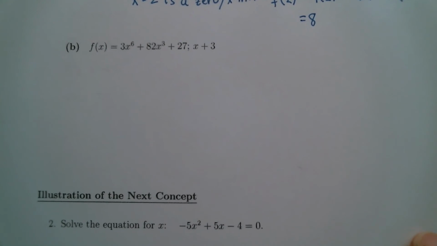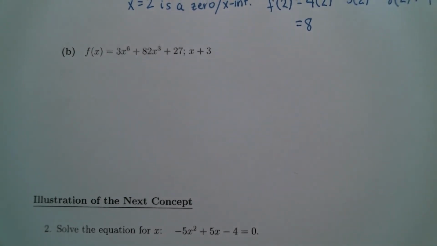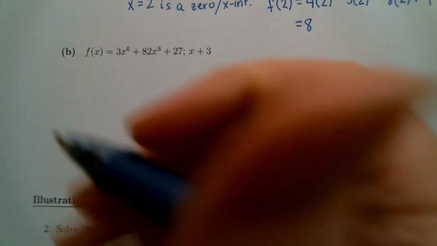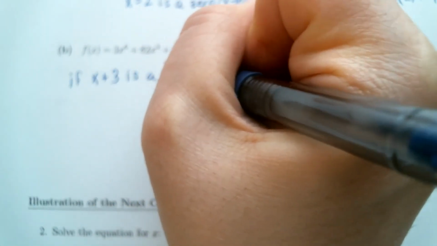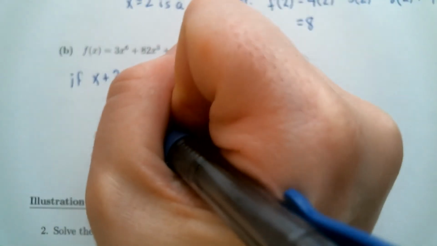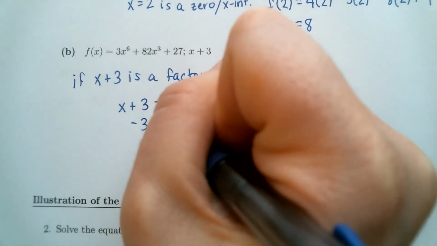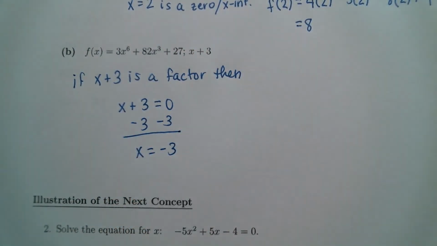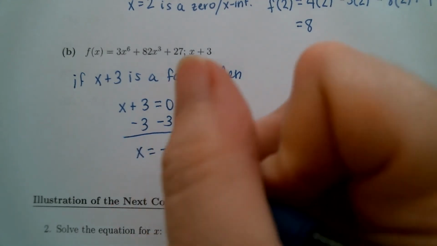Let's look at the 6th degree polynomial that I have. This is 3x to the 6th plus 82x to the 3rd plus 27. That's the polynomial. We want to know if we did factor this in its entirety, would x plus 3 be a factor? If x plus 3 is a factor, then what would be the x-intercept? We'd have to take the factor, set it equal to 0, and solve. So x equals negative 3 would be the 0 or the x-intercept.